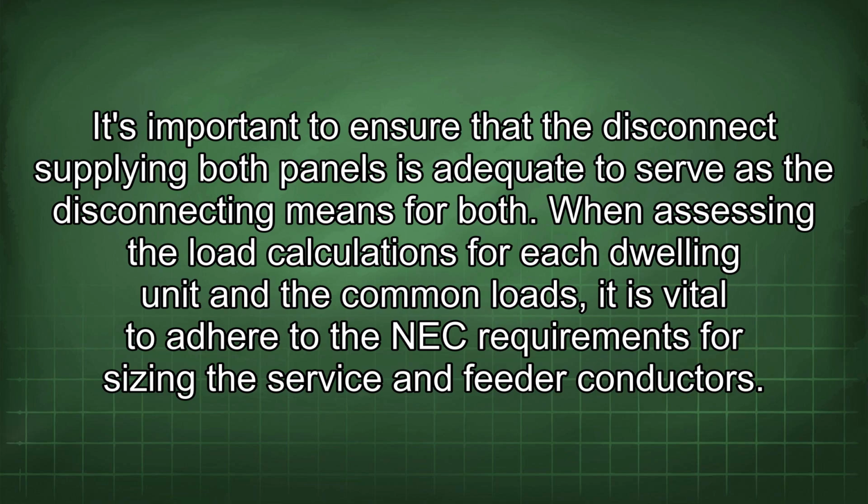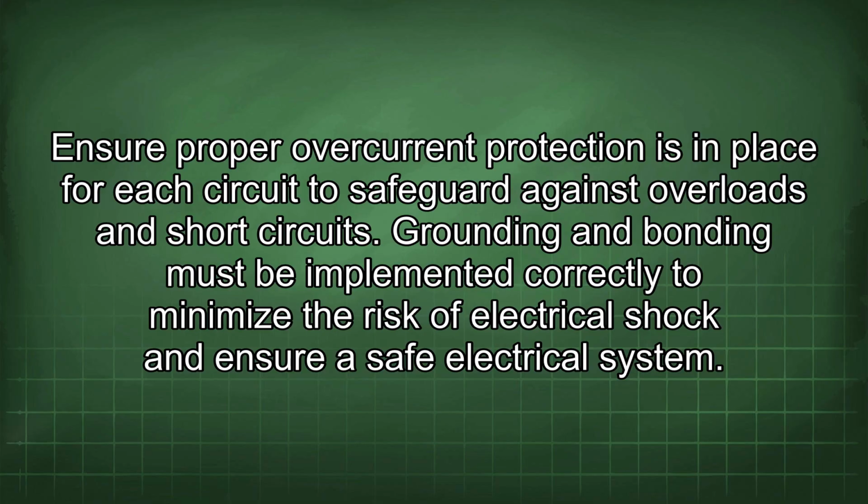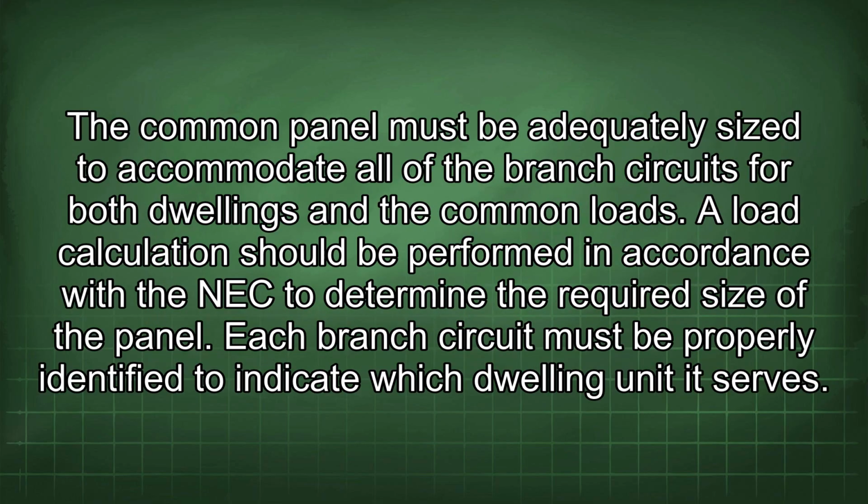When assessing the load calculations for each dwelling unit and the common loads, it is vital to adhere to the NEC requirements for sizing the service and feeder conductors. Ensure proper overcurrent protection is in place for each circuit to safeguard against overloads and short circuits. Grounding and bonding must be implemented correctly to minimize the risk of electrical shock and ensure a safe electrical system. The common panel must be adequately sized to accommodate all of the branch circuits for both dwellings and the common loads. A load calculation should be performed in accordance with the NEC to determine the required size of the panel.